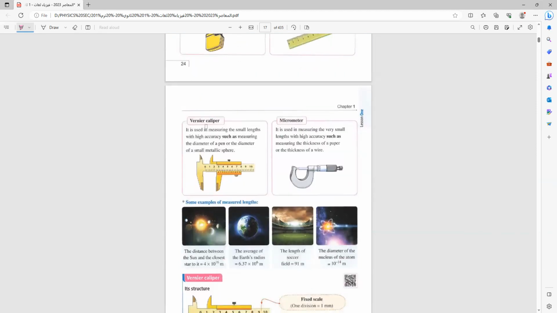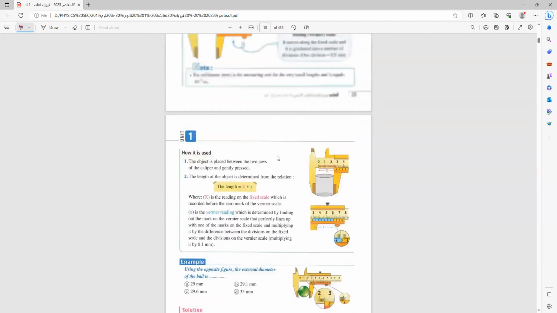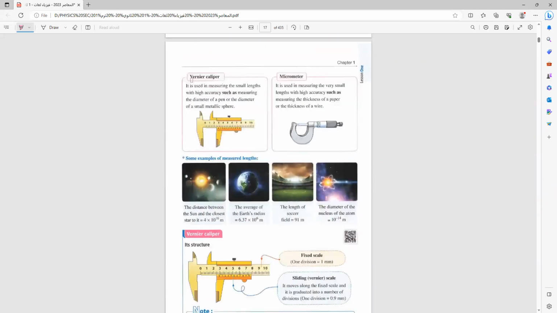What about a smaller value, from this pencil or this pen or this book? We use Vernier caliper. What about the diameter of your pen or your small sphere? If you want to measure the diameter of this sphere, we can use a ruler, but it will not be accurate. So we use a tool called Vernier caliper.